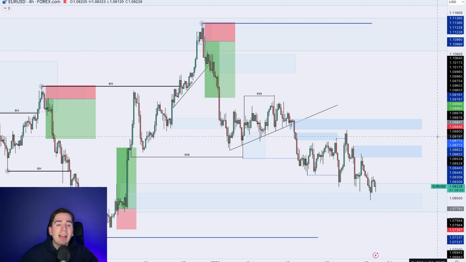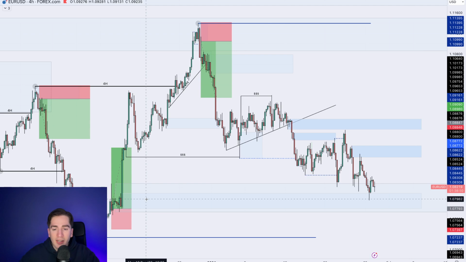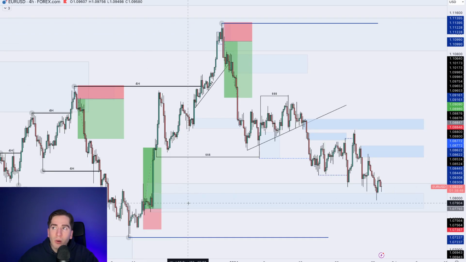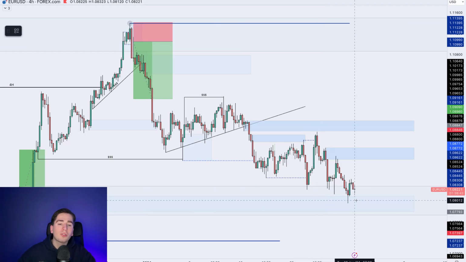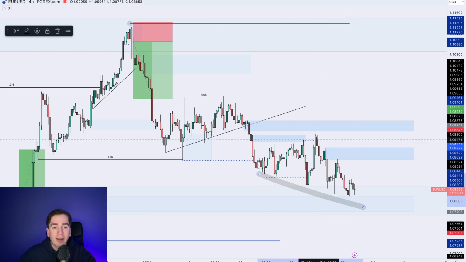EURUSD has been moving correctively towards the downside. Obviously, we finally hit that area of 4-hour demand, which we have been waiting for some time. So at the moment, if we focus on how the market is moving, we can see this corrective descending wedge forming towards the downside.